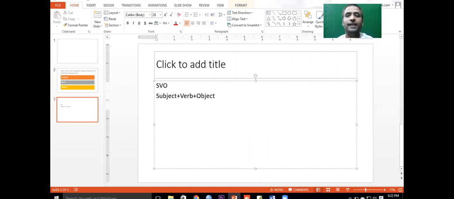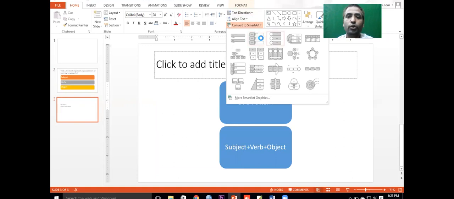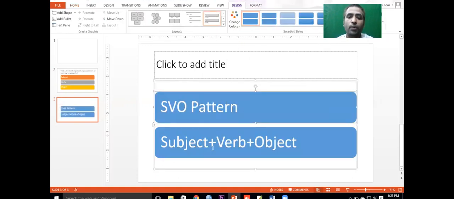So this is the basic structure of the English language. Many people might ask me, okay, what about question sentences? No, this is the transformative type of sentence. We will deal with those things later on when we learn sentence transformation. But the basic structure of English language is SVO, subject, verb, object, SVO pattern, okay? This is what we need to go for. SVO pattern, or subject, verb, object pattern.